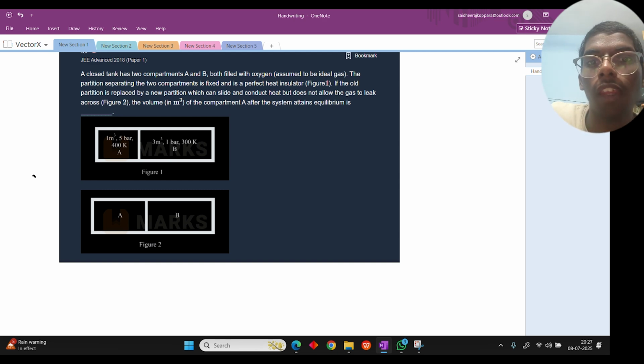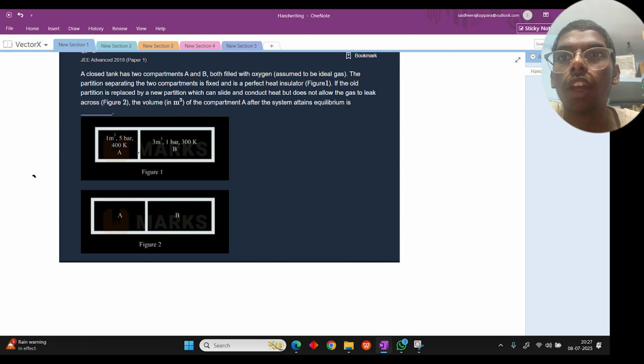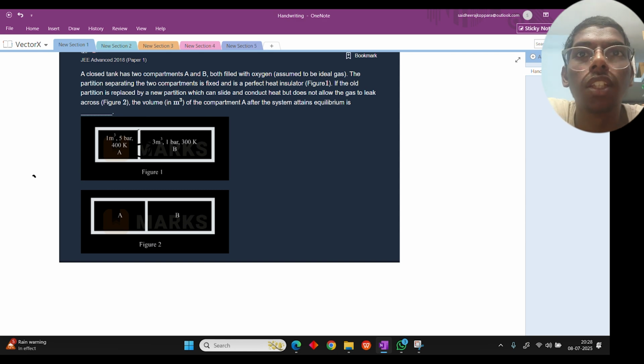We know that anything flowing requires some potential, and the potential is such that something flows from a higher one to a lower one, right? So here also we have 400 Kelvin, and here we have 300 Kelvin. When you replace this partition with another one which is movable, it will move like this, right? The question says that if the partition is replaced by a new partition which can slide and conduct heat but does not allow gas to leak, the volume of compartment A after the system attains equilibrium is.